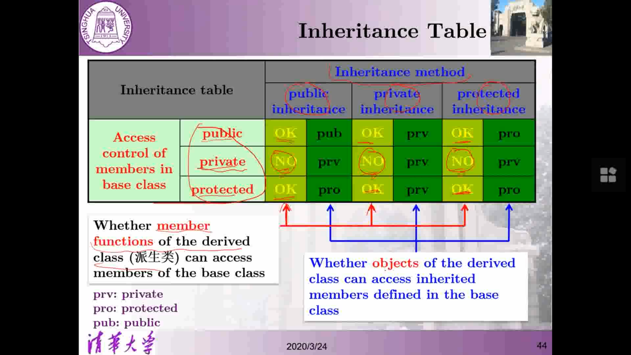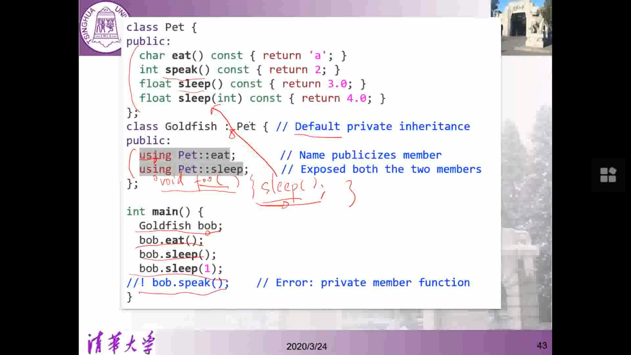whether objects of the derived class can access inherited members defined in the base class. For example, if we have this class B that inherits public, maybe we just take this, okay? It's public. This, for example, is private, right? So this means whether this object can directly access this base member. Just exactly this meaning, okay?